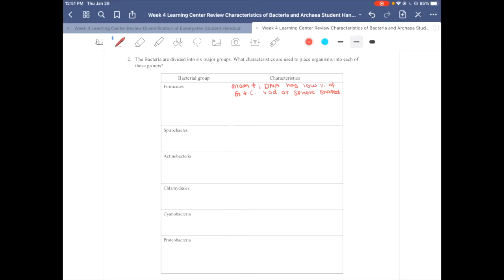Members of this group are known to cause anthrax, botulism, and tetanus, and other infections and diseases. But also, some of them are used to ferment milk products.